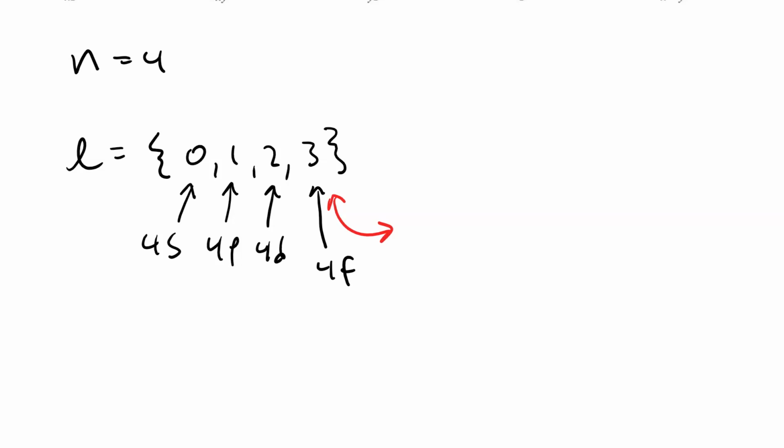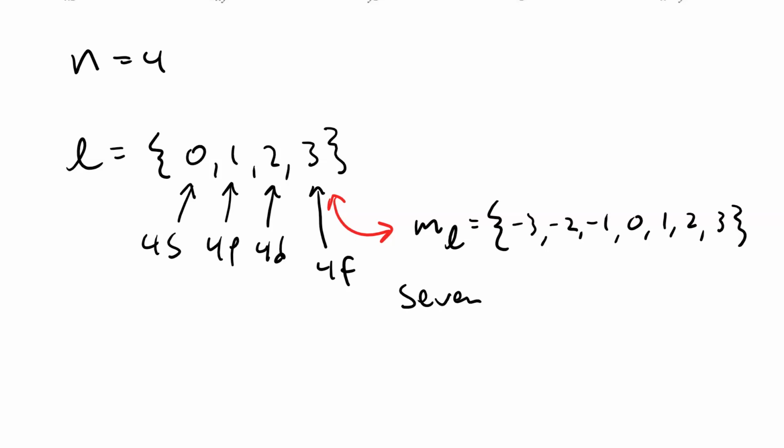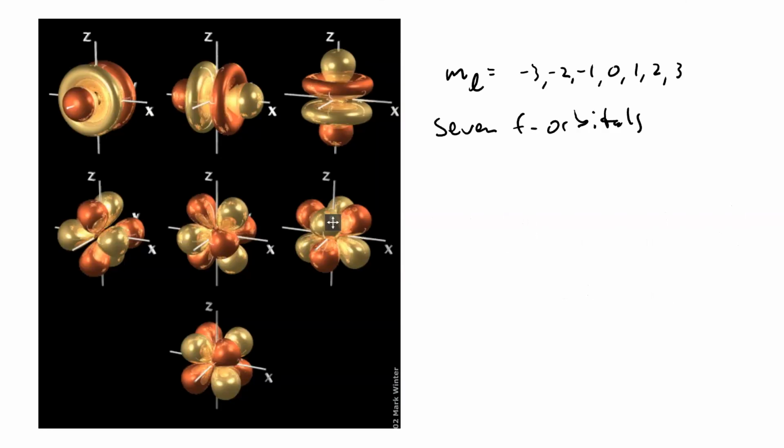And now we have 7 m sub L values. Negative 3, negative 2, negative 1, 0, 1, 2, and 3. This means that there are 7 f orbitals, and they are a nightmare to draw. Let me see if I can find a good picture on the interwebs. And here are the 7 f orbitals. I'm not even going to try to designate which one is which.